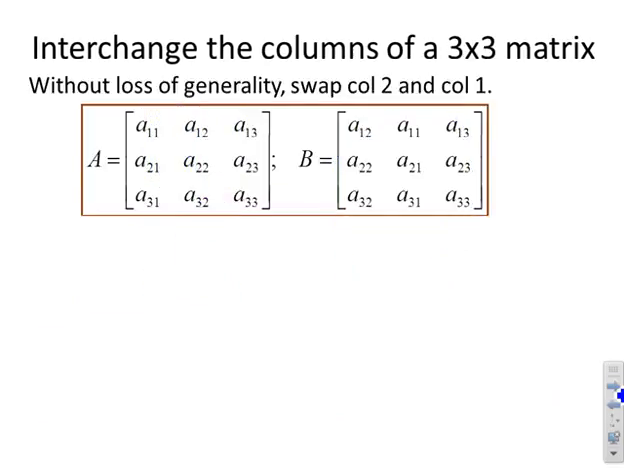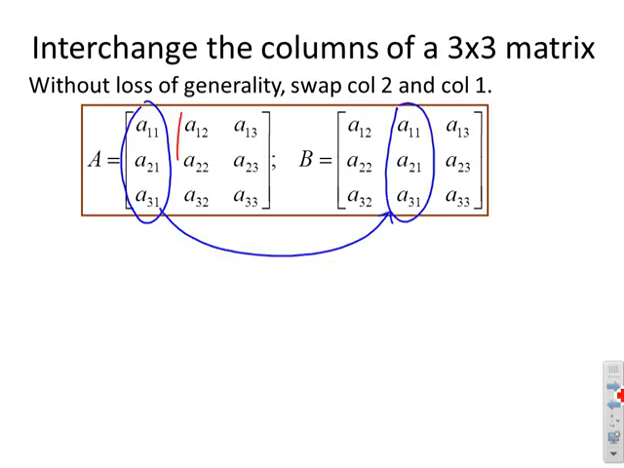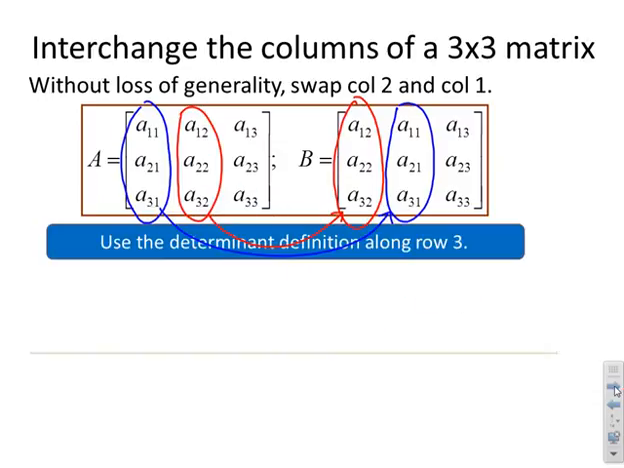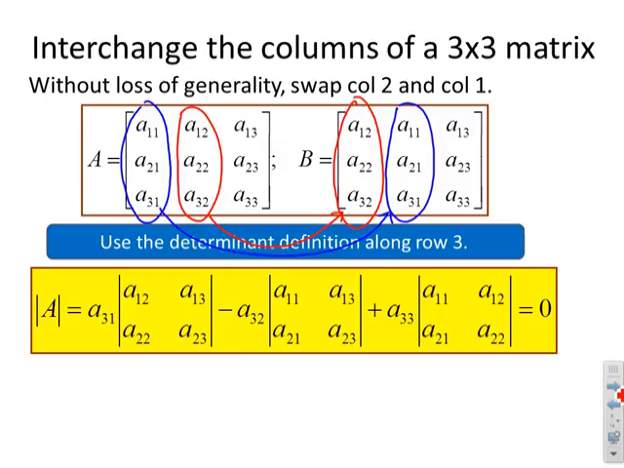What happens if I do the same with a 3 by 3 matrix? Here I'm going to swap column 2 and column 1. You'll see column 1 from A has become column 2 for B, and column 2 for A has become column 1 for B. So I've swapped two of the columns. Now let's do the determinant definition, and we'll use row 3. So there's the determinant of A. You can see I do A31 times the corresponding cofactor minus A32 times its cofactor plus A33 and so on. So there's the definition of the determinant for A.